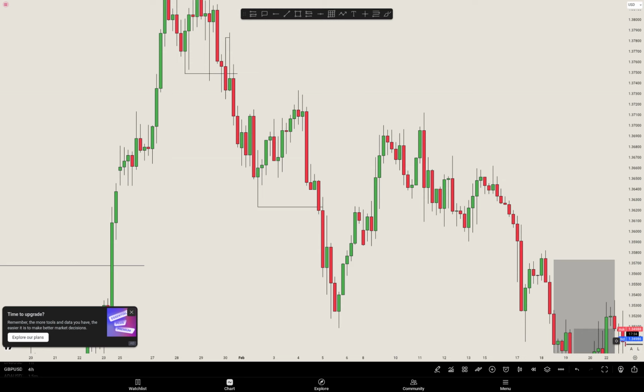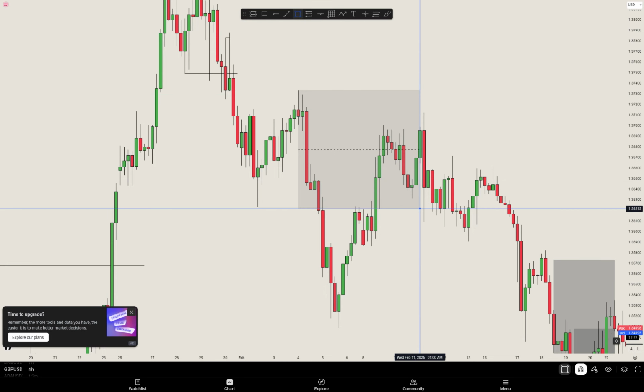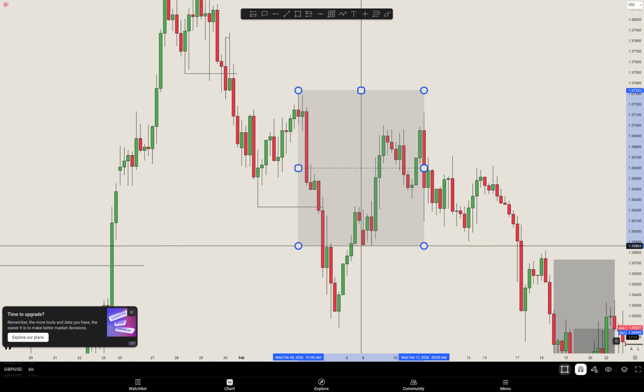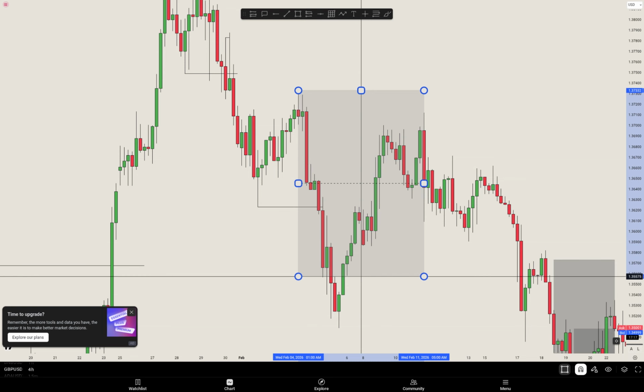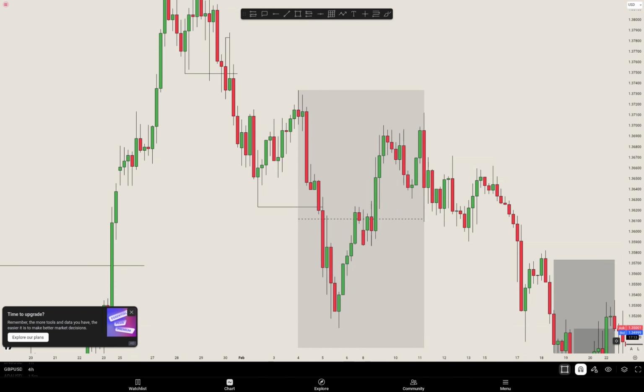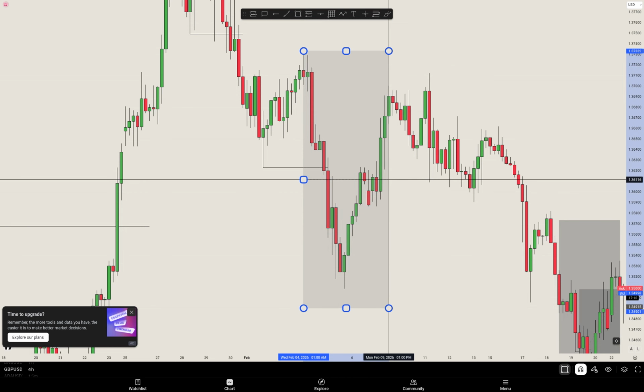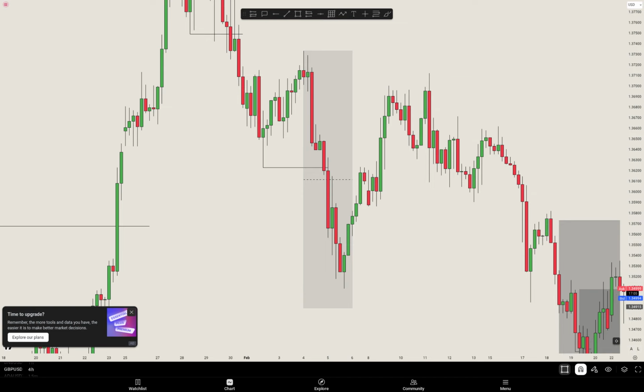So firstly, we identify the swing. Once we identify the swing here, and this is our swing from this high, from this high to this low here. This is our swing structure. This is our swing structure now.